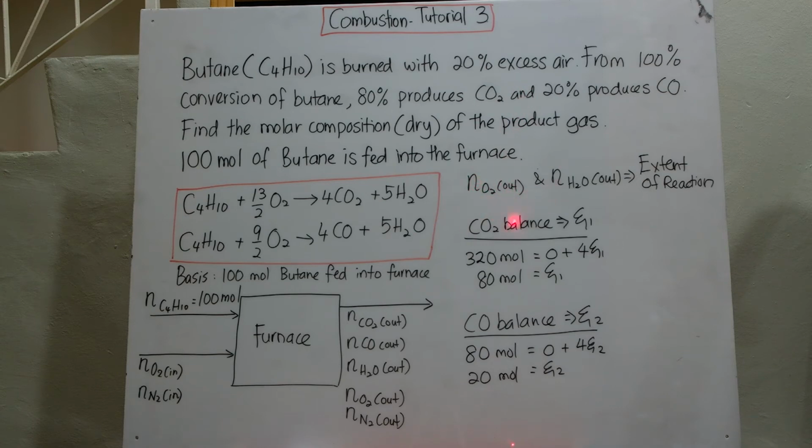Now we would like to find the remaining unknowns, that is O2 and also H2O in the product line. So we will use extent of reaction. We have to get the extent of reaction 1 and extent of reaction 2. If we use CO2 balance, since we already know how much CO2 is out, we use the CO2 balance to determine extent of reaction 1 for the main reaction.